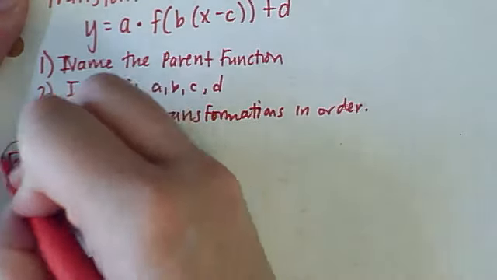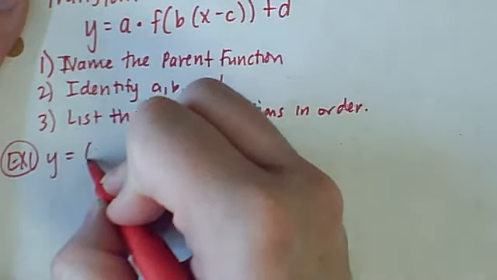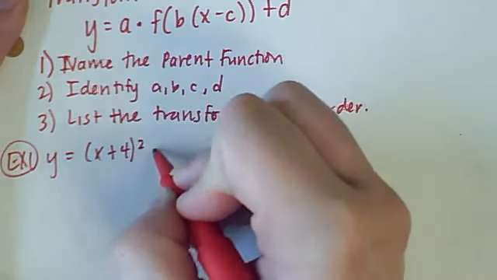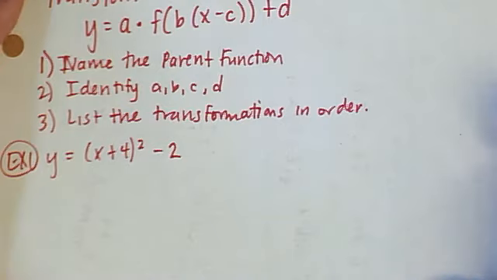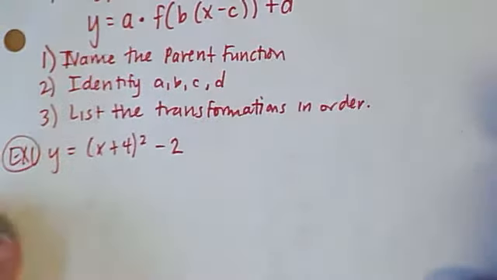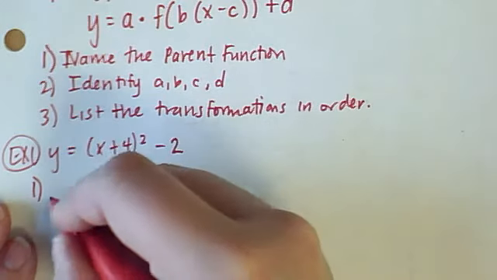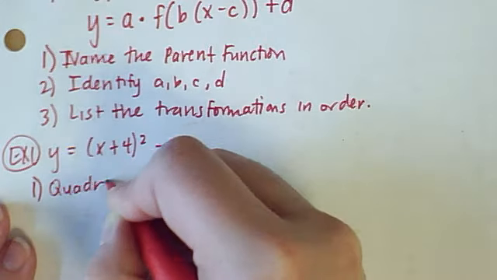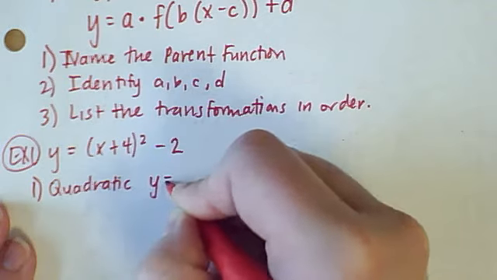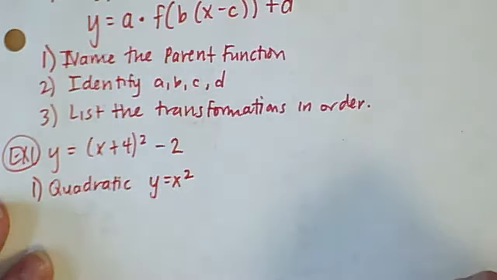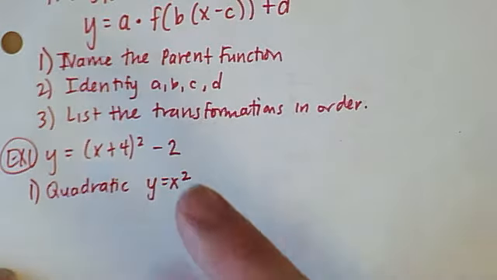So example 1, I have y equals (x plus 4) squared minus 2. When I identify the parent function, I can tell it's quadratic because it's squared. So there's my favorite function, quadratic. The parent function equation is y equals x squared. So that's what I'm basing everything off of.